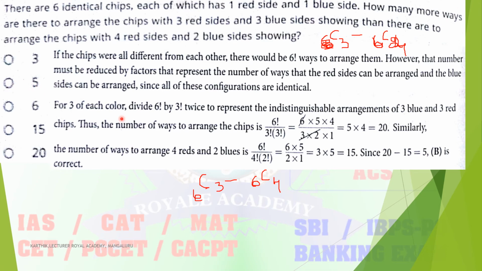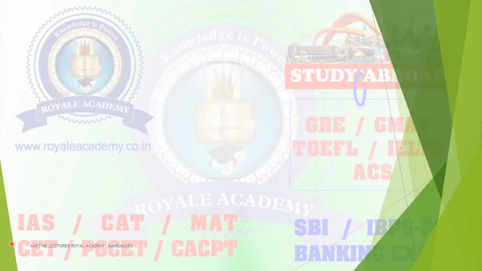The total chips are 6. Out of this, you just consider the red sides, and take the difference of the 3 red side case and the 4 red side case. So 6C3 minus 6C4, then the difference is 5. Option B is the correct answer.